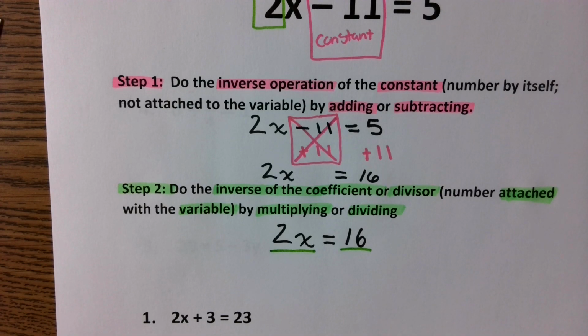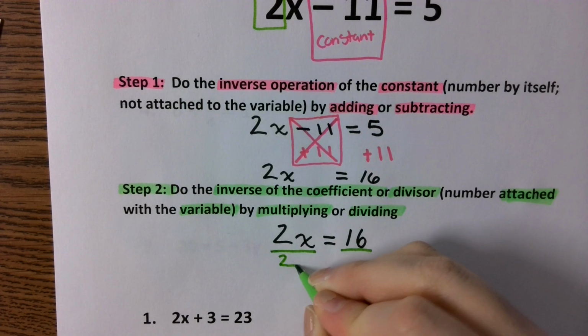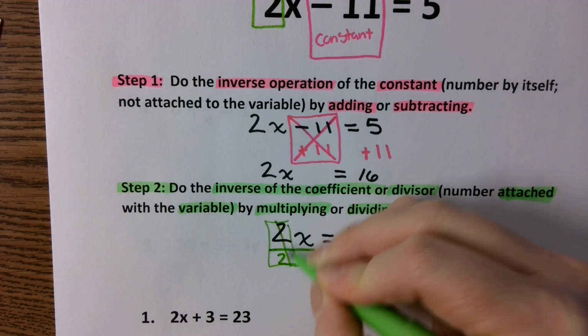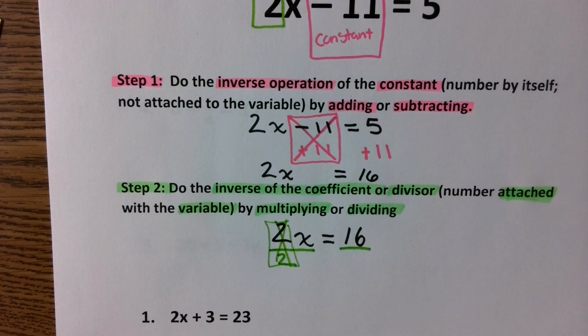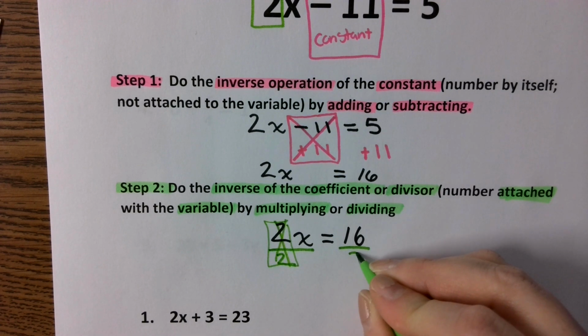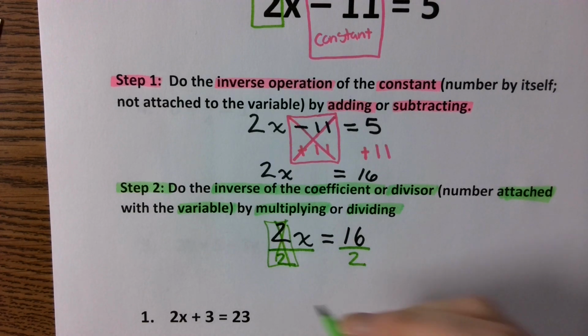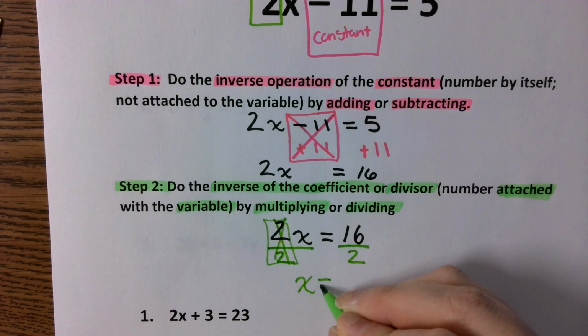So what are we dividing both sides by? 2. Because again, we want to get x all by itself. So now I can box it and I can cross it. Those 2's are now gone. But I have to do it to this side. 16 divided by 2 is going to be 8. So we get x is equal to 8.